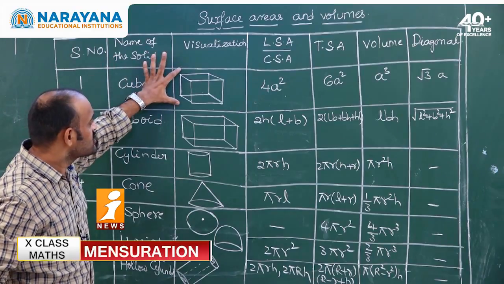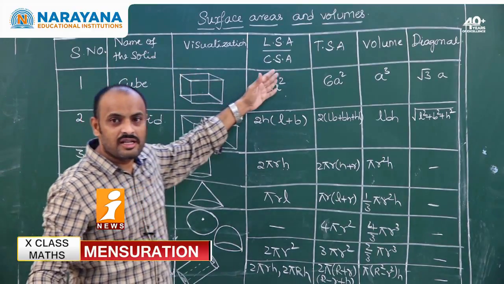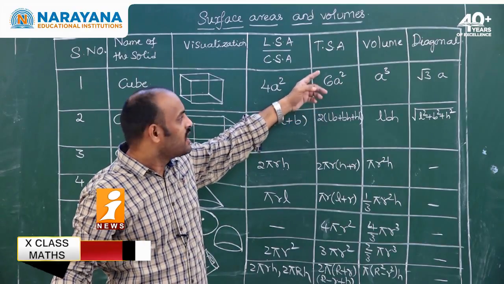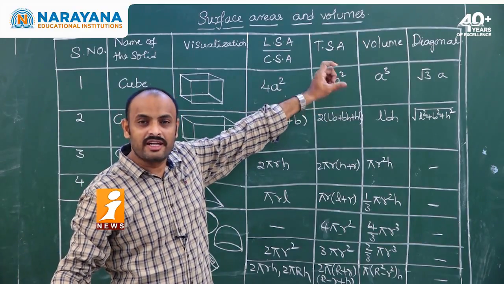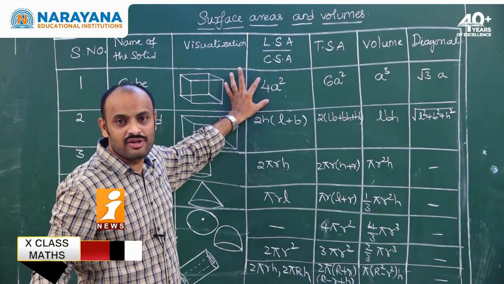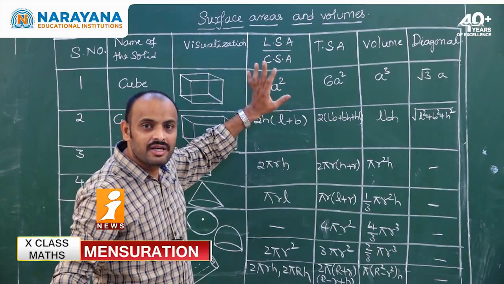Cube, this is the shape of the cube. Its lateral surface area is 4a square and its total surface area is 6a square. Its volume is a cube and its diagonal is root 3 times a. So what is a here? Edge of the cube.